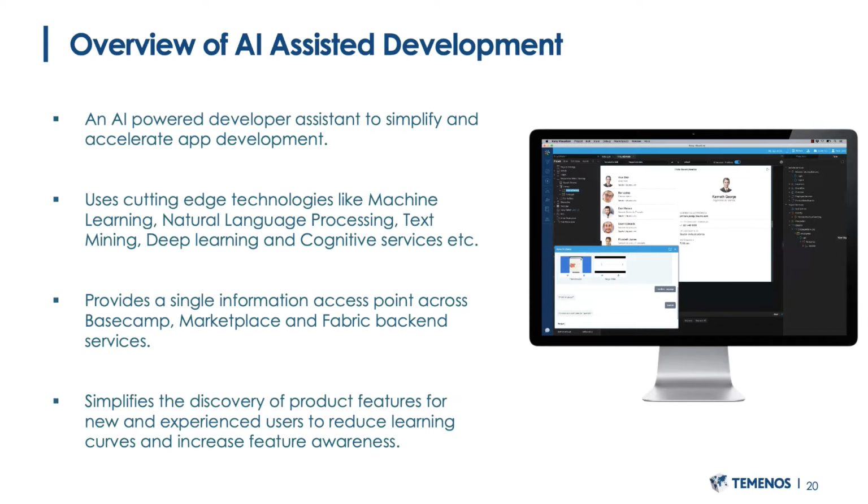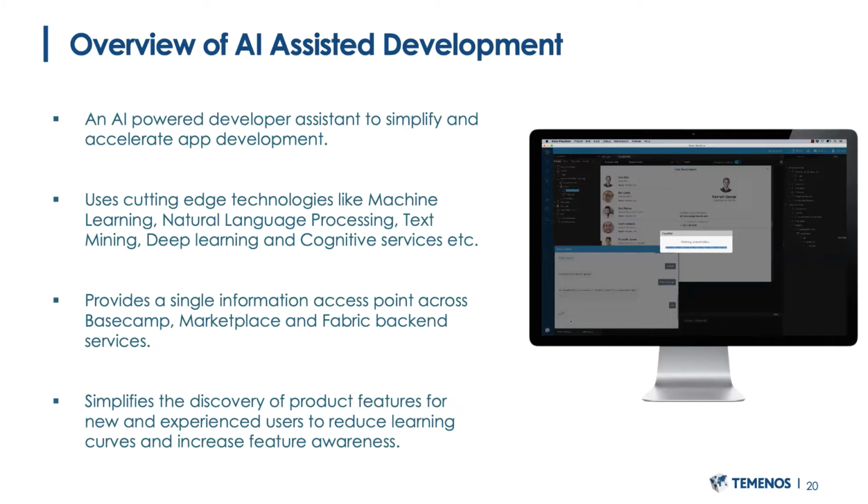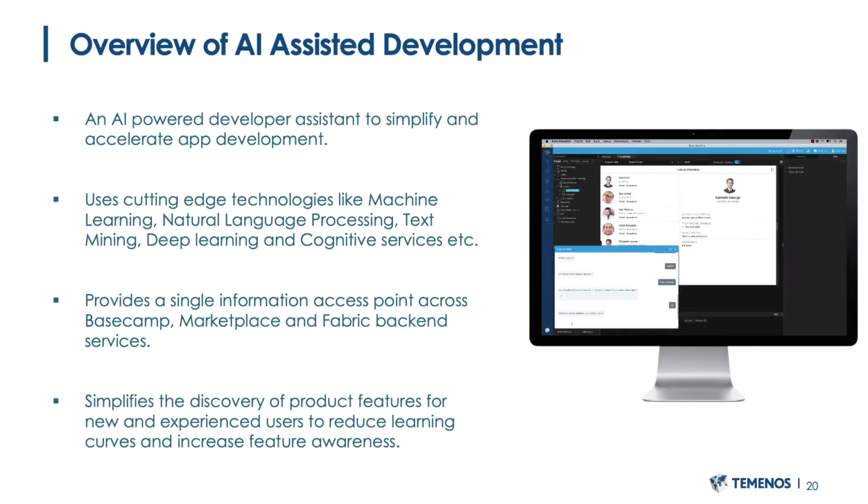Quantum IQ uses cutting-edge technologies like machine learning, natural language processing, deep learning, and cognitive services, and it simplifies the discoverability of the product features for not just new users, but even for experienced users, to reduce the overall learning curve and increase the feature awareness within the product. It also provides a single information access point across Basecamp, Marketplace, and the Fabric backend. So let's see how this works.